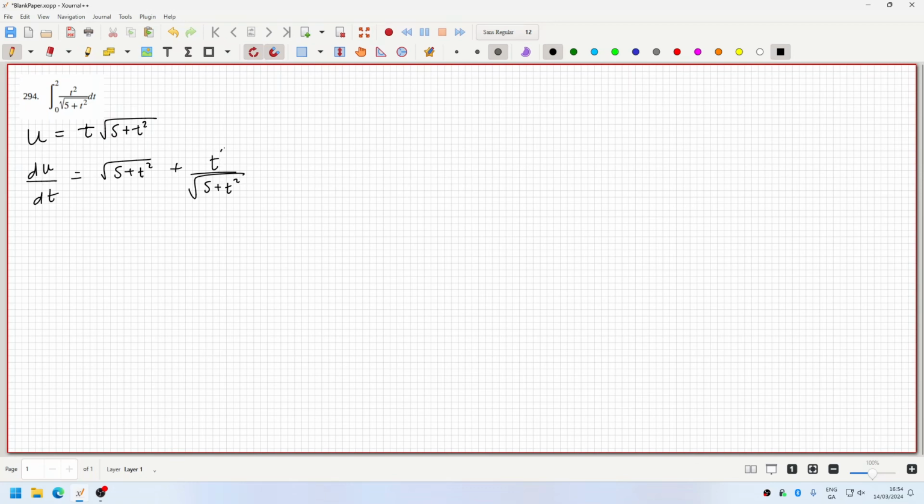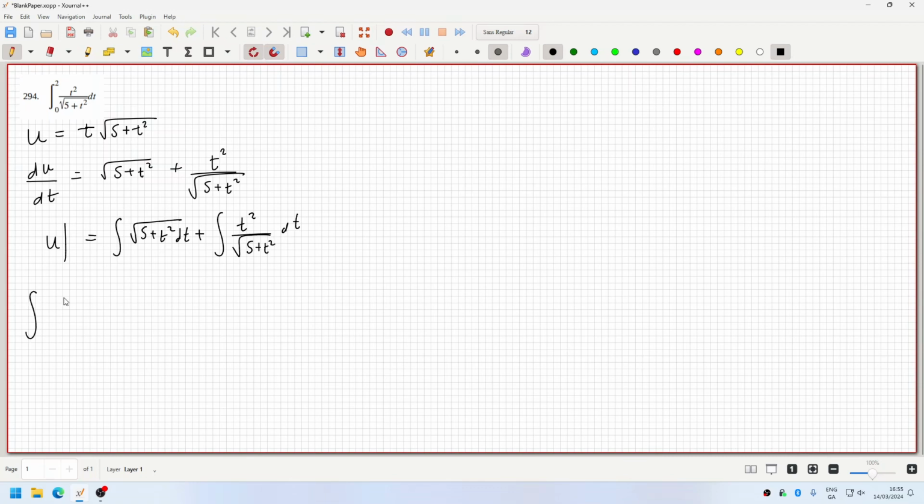Sorry, that's a t squared. Integrating from 0 to 2, that would become u with the limits equals the integration of root 5 plus t squared with the limits plus the integration of, I left out my dt, t squared over root 5 plus t squared dt.